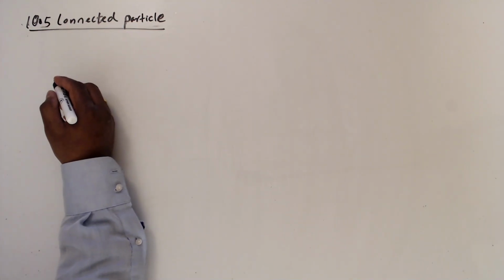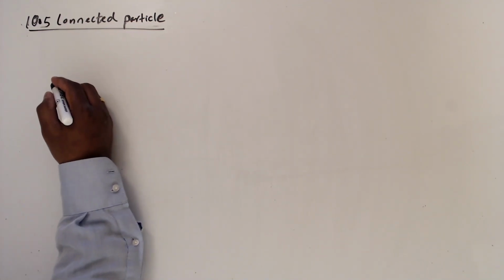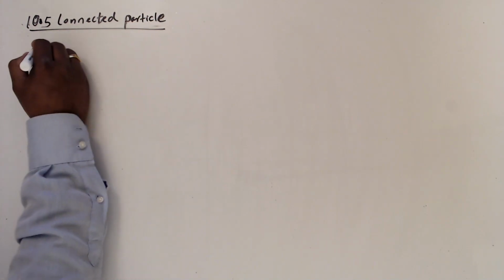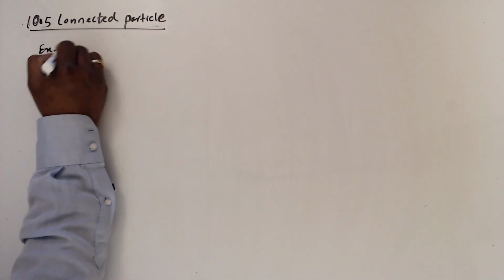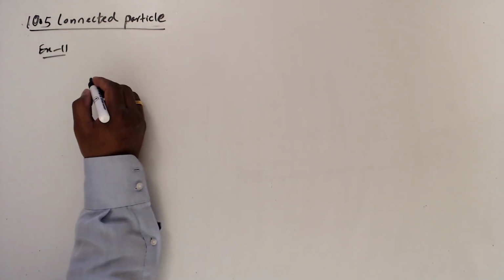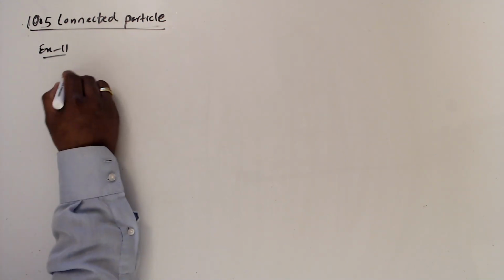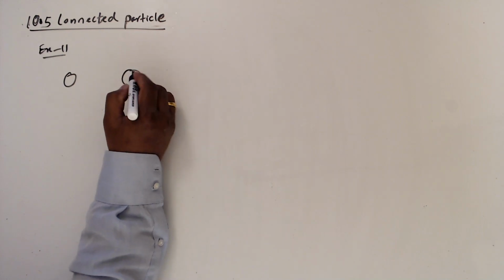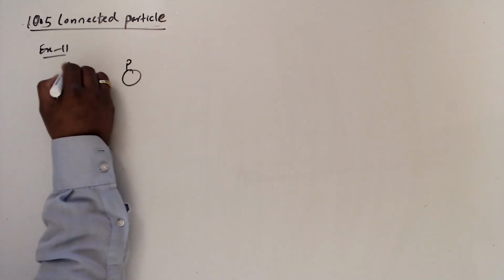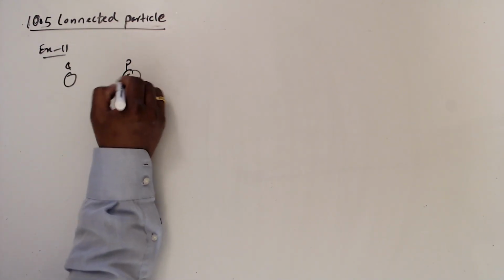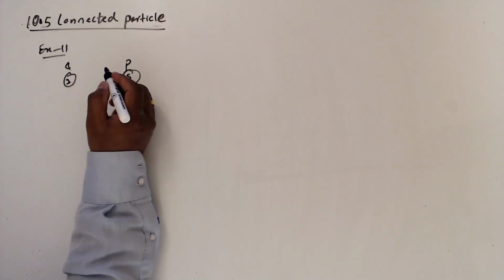Section 10.5, connected particles. We'll start with example 11. Two particles P and Q, with mass 5 kg and 3 kg.